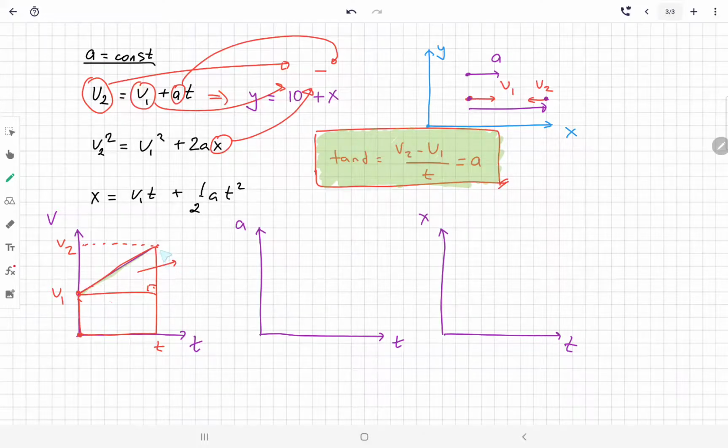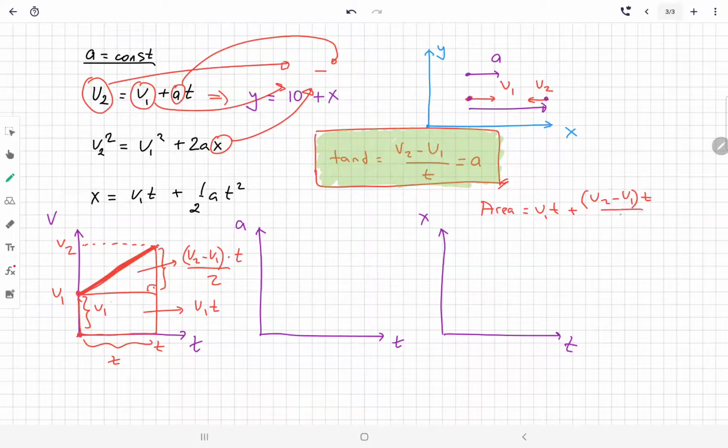Because it's simple to find their areas. The area of the triangle is this side, which is v2 minus v1, times this side t, divided by 2. And the area of this part, the rectangle, is v1 times t. So the total area under this line, this was our graph, will be equal to v1 t plus v2 minus v1 times t over 2.